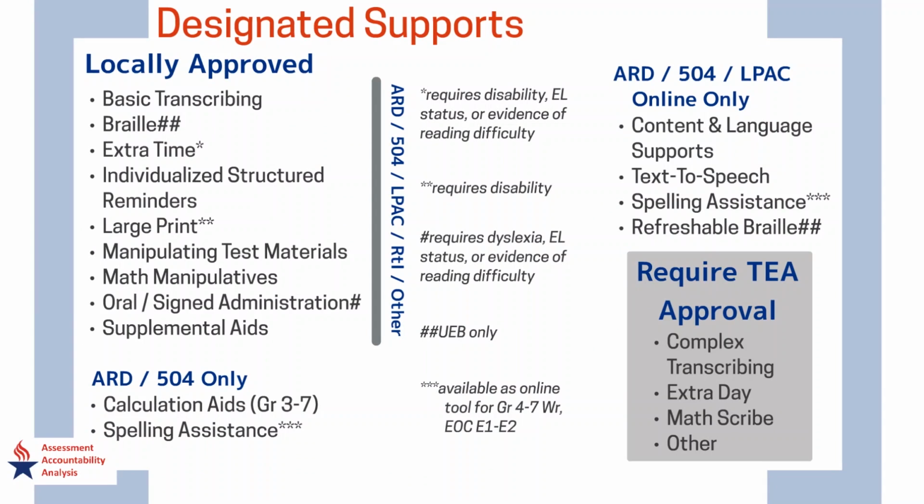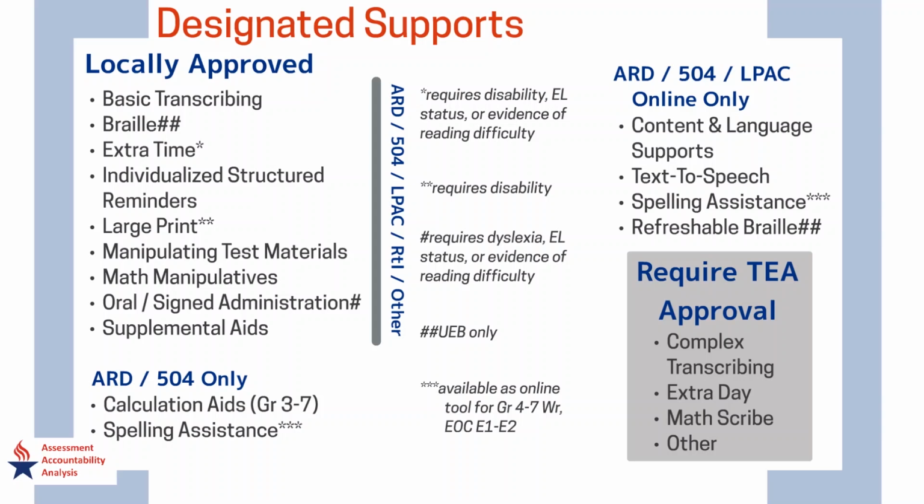Now let's look at the actual supports themselves. This frame categorizes supports based on the determination of eligibility, and it may require a longer look to understand everything. To the upper left are supports that are available to students who receive Special Ed, 504, or EL services, or who have an RTI plan. 3 of these supports require a disability or disorder, and 2 of those 3 may also be available to EL students. To the lower left are 2 supports available only to Special Ed or 504 students.